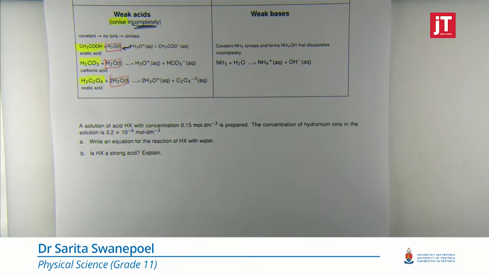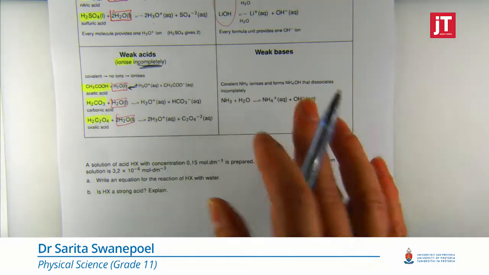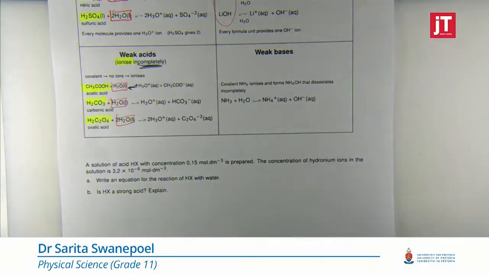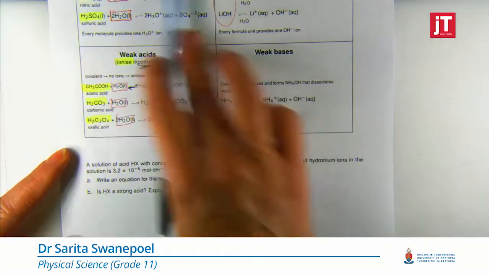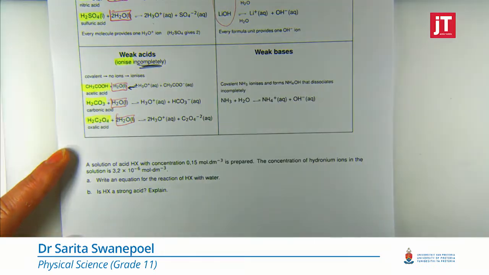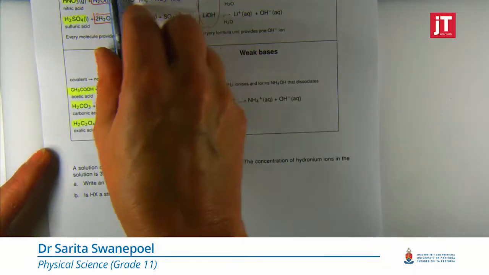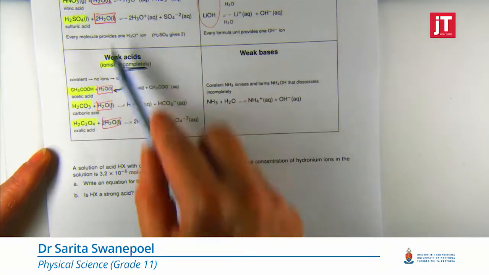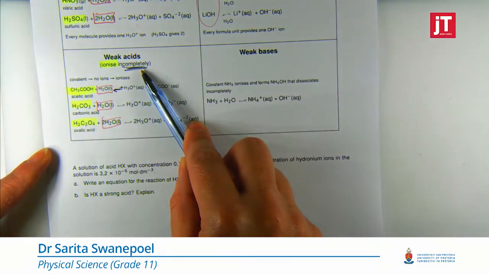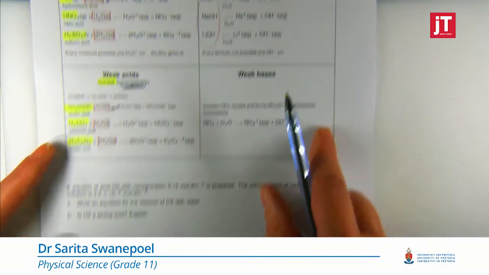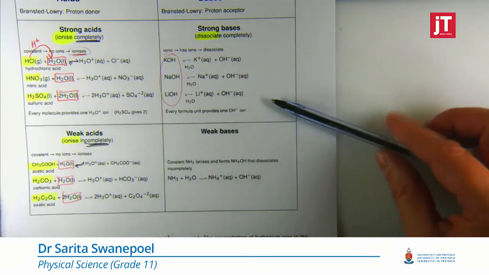So is there any way to look at the formula and say this is a strong one? No. You have to learn the first table, right? Then you will know these are the strong ones and they should react completely. So all the acids ionize. Weak ones, just incompletely, not all of them. Strong ones, completely. Right, let's go on to the next one.